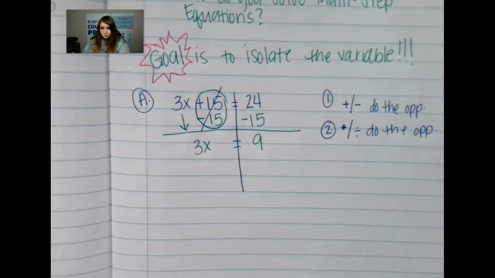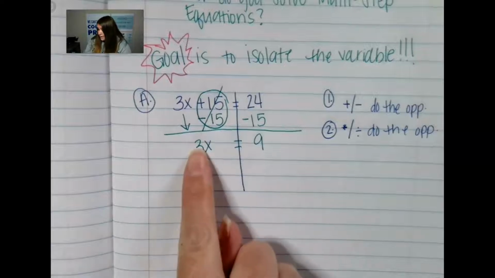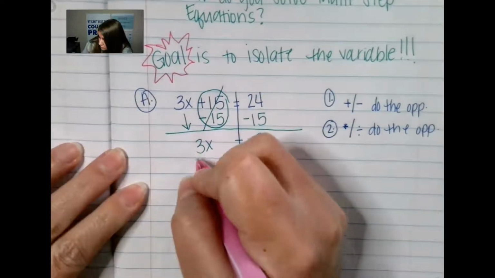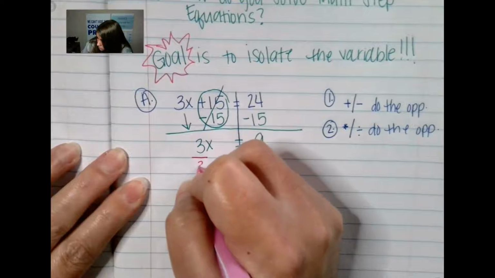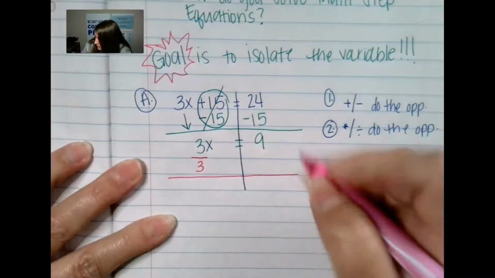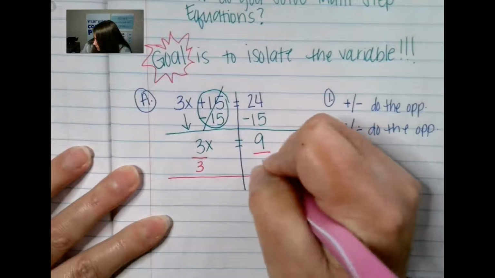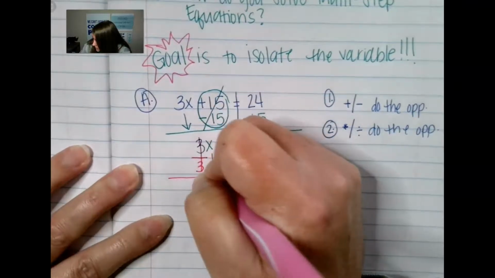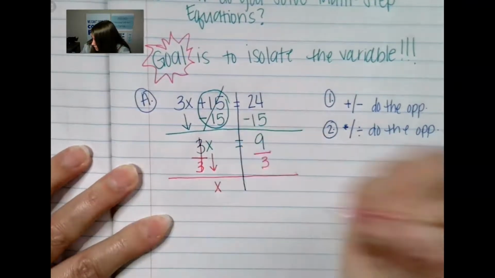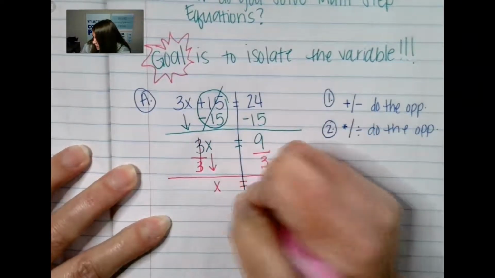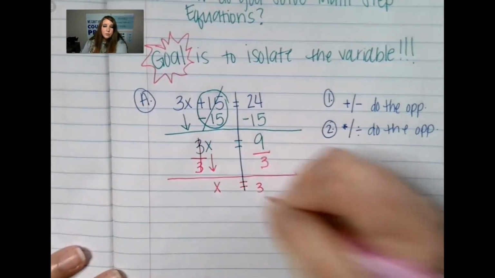So here, right now, I have multiplying. In order to undo multiplication, I'm going to divide. What I do to this side, I need to do to the other side. This becomes 1, and now my x can come down, and 9 divided by 3 gives me 3.